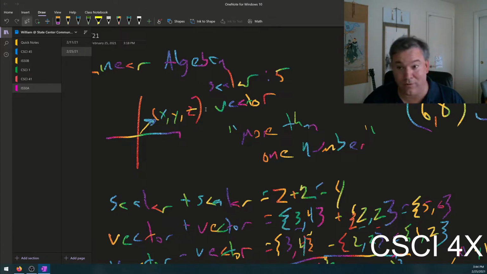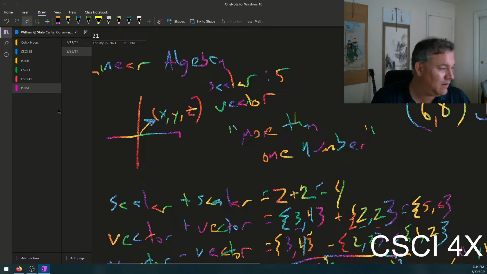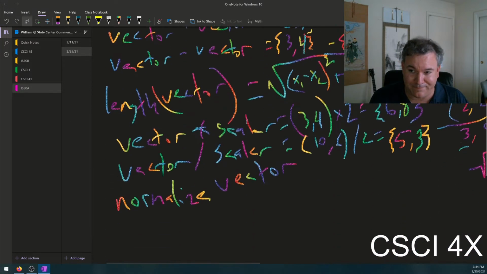Only 8 people in this class? No, there's 16 people in the class. Only half of them are coming to class. There's a difference. 16 divided by 2 is 8.